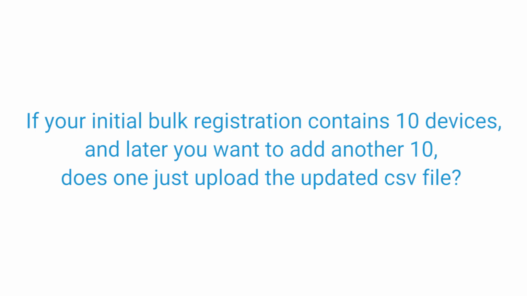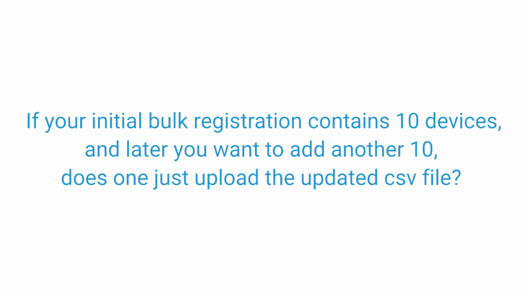Okay, that's a very good question. So here's how it works: you wouldn't update the CSV file, you would create a new one. So you can reuse the same bulk identification code for many bulk registrations.